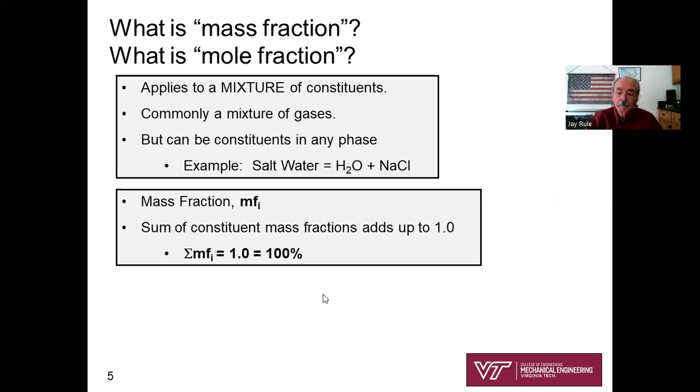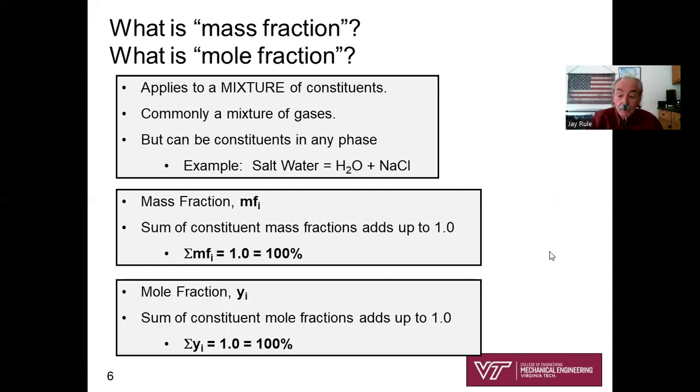Okay, so first, a review of what is mass fraction. The nomenclature here is MF sub i, mass fraction sub i. So each constituent, i, will have its own mass fraction. And then, of course, recognize that if you sum up all the mass fractions in a mixture, you're going to get 1.0 or 100%. That makes good common sense. Well, it's the same for mole fraction. In terms of nomenclature, mole fraction is represented by y sub i for each constituent. And the same idea, if you add up all the mole fractions, you're going to get 1.0 or 100%.